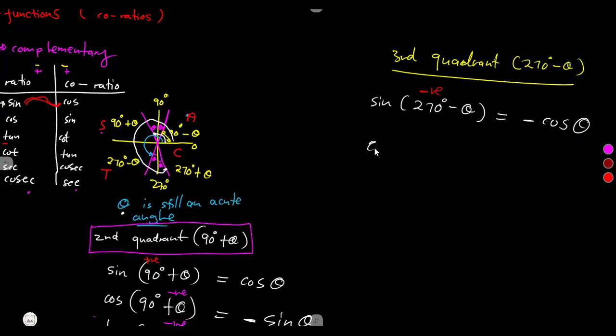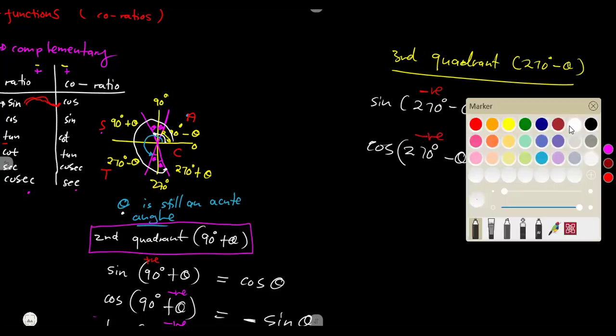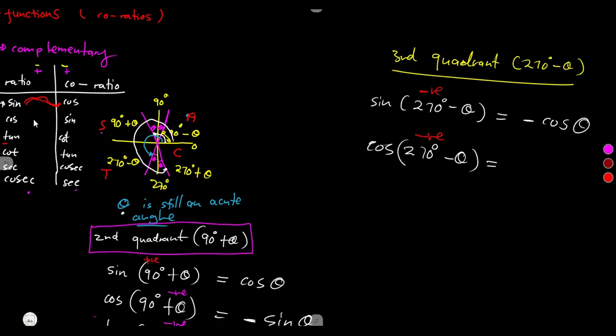Same thing, cos 270 degrees minus theta. Remember, we are in the third quadrant. Only tan is positive. So it means a cos is what? Negative. So its co-ratio is also negative. Remember, cos changes to what? A sine. So it's negative sine of theta. What about a tan?